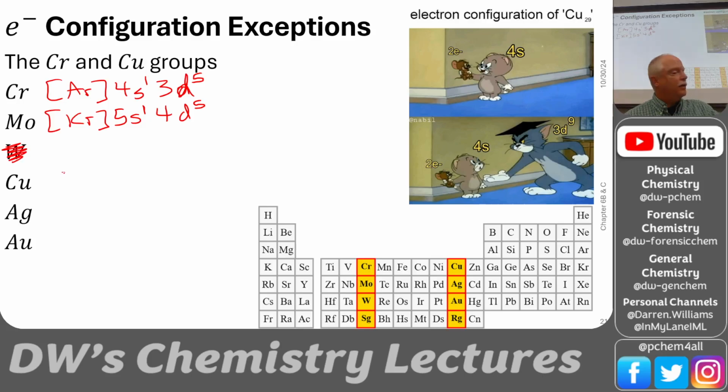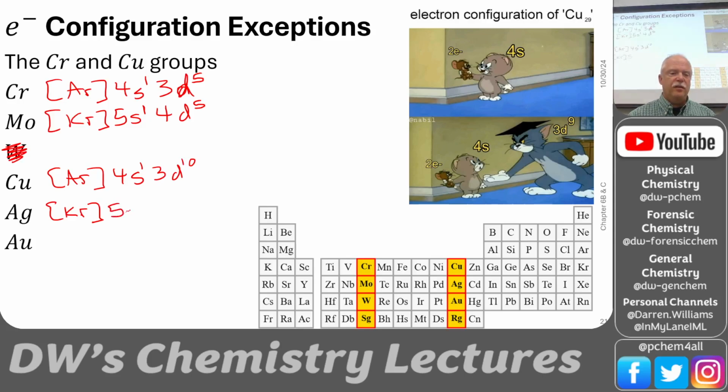Let's look at copper, argon core. Comes into the periodic table now at row 4, so it's 4s. And then 3d. And it would be 3d9. That's close enough to 10 that it's going to steal that electron, because it's going to be 4s1, 3d10. Silver is a krypton core. Comes in on the 5th row, so 5s1, 4d10.